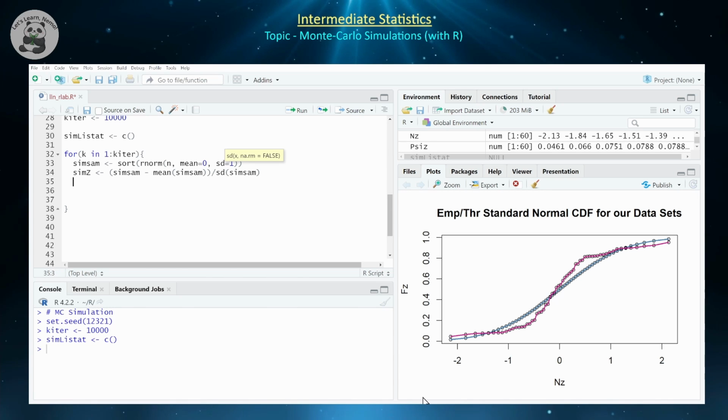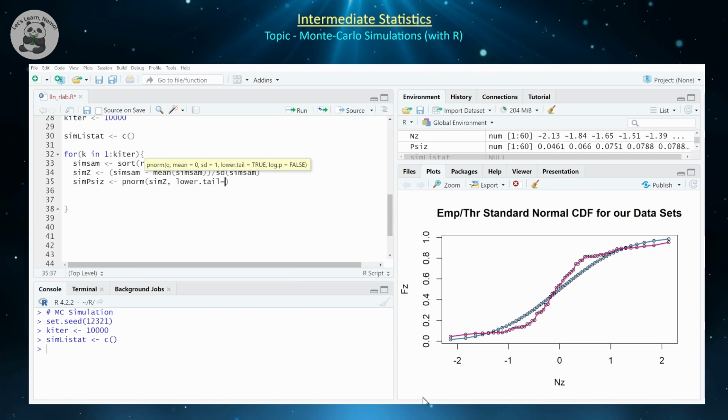And then we're going to calculate the associated distribution for the CDF. So that's going to be pnorm of SimZ, and then again, lower tail is equal to true, and then the simulated LI stat, because the empirical distribution is still going to be the same exact size, so we don't need to change F.